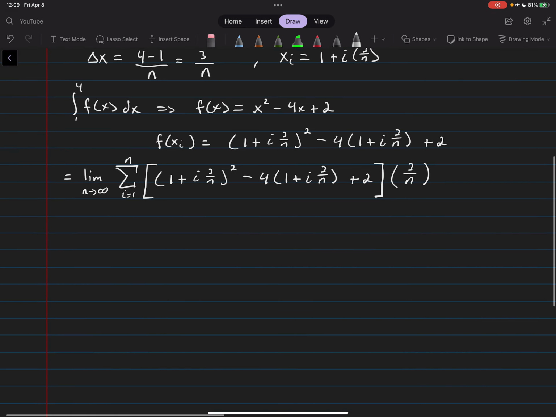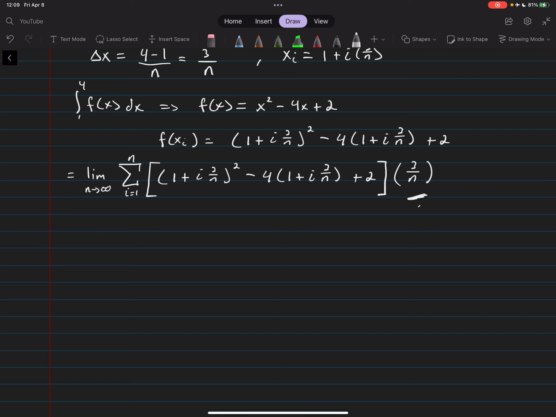All right, so right off the bat, we can move this 3 over n to the front, in front of this summation, because this is not dependent upon i, but it has to stay within the limit because the limit is over n. All right, so on the next line down, we are going to move that 3 over n over, and then we are going to expand this term and then distribute this 4 into this term, okay? So that's what we're doing on the next line.